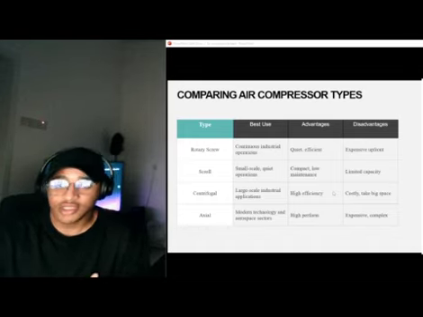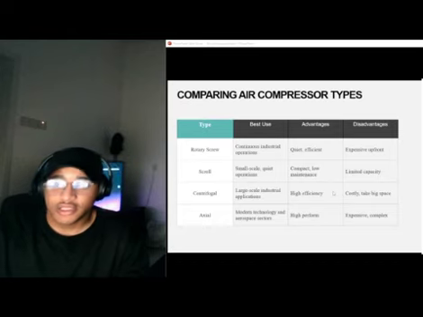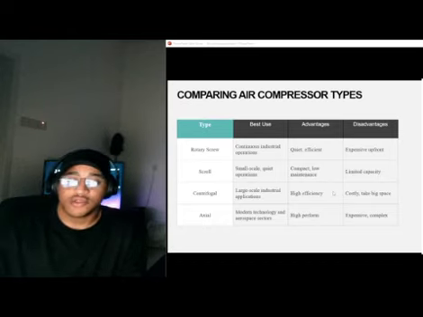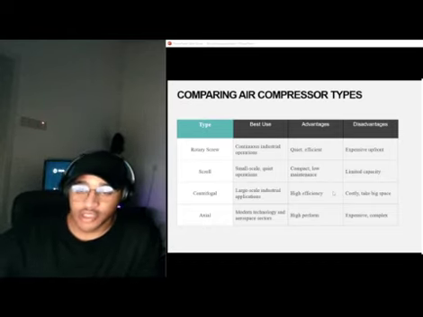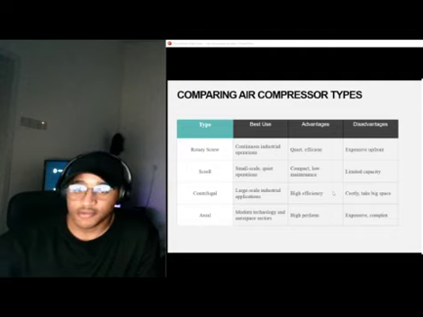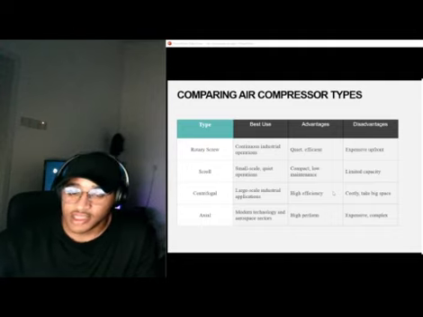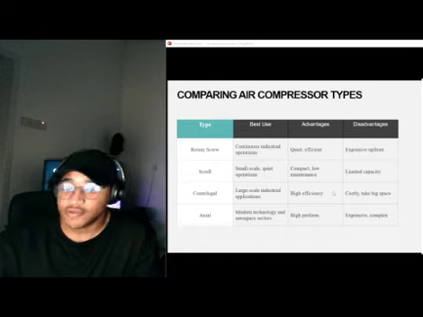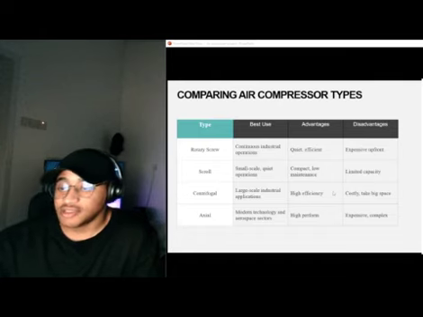The last one is the axial compressor. The use is modern technology; it's the most modern technology of all the compressors. The advantage is that it gives you high performance, but this is the disadvantage on it.